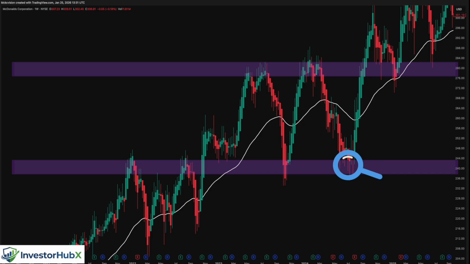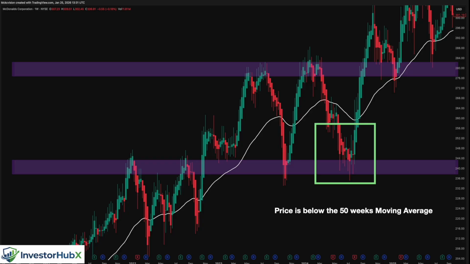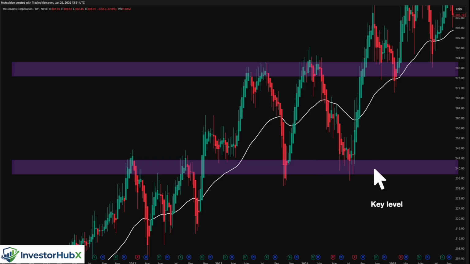This is the second area we look at. Notice that price is still in a downtrend, but this time the red candles are getting smaller in size. This tells us that selling momentum is weakening. We can also see multiple rejections forming at this level, showing that sellers are losing control and buyers are starting to respond. Although the price is below the 50 weeks moving average, this is a potential key level where price may reverse. So in this case, this is a good quality trade setup.